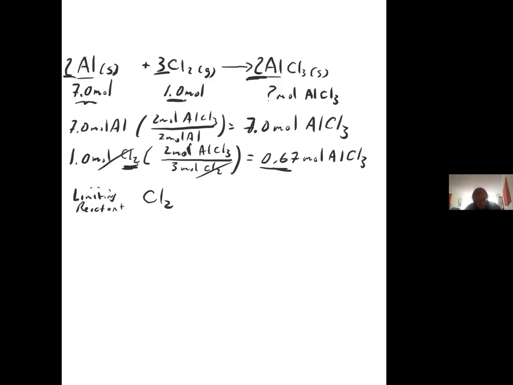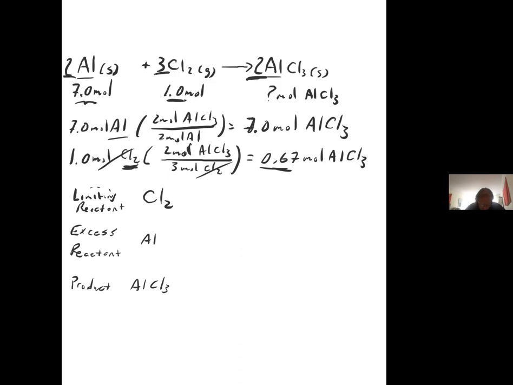But the other reactant would be the excess. So the excess reactant, that's the one that we could give you more. You have enough to get more. So that would be the aluminum. Okay. And then the product is the AlCl3. We wouldn't say there's a limiting product or an excess product. There's just a product. Okay.